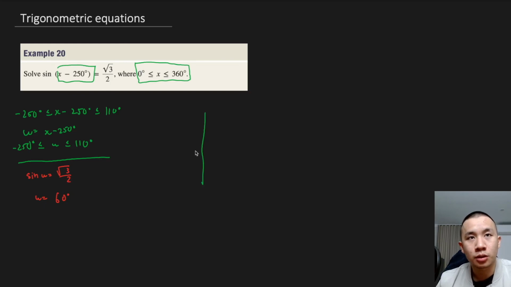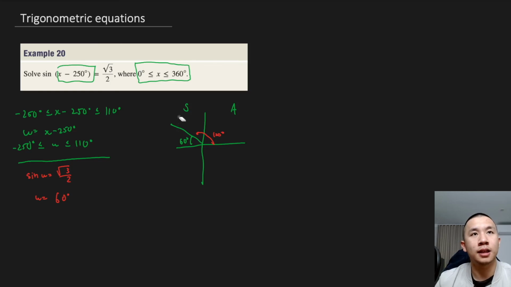So what I'm going to do is draw this. And I know that the principal angle is a solution because u can be in between 110 and minus 250, and that is in between it. I know that it can't be here though, because if this is 60 degrees, this is going to be 120, which is bigger than the restriction we have, because the max value we can have is 110. So this is not a solution.